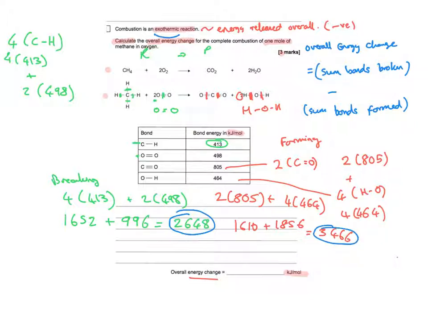So I've got my total for the bonds broken, bond energy, and I've got my total for the bonds formed. So the overall energy change is the total of the bonds broken minus the total of the bonds formed, which equals 818 kilojoules per mole. Sorry, negative. Now, what I like about this is that it tells me right at the start it's exothermic. If the reaction's exothermic, my overall energy change is negative, and you can see I've got a negative answer, so I'm reasonably happy with that.